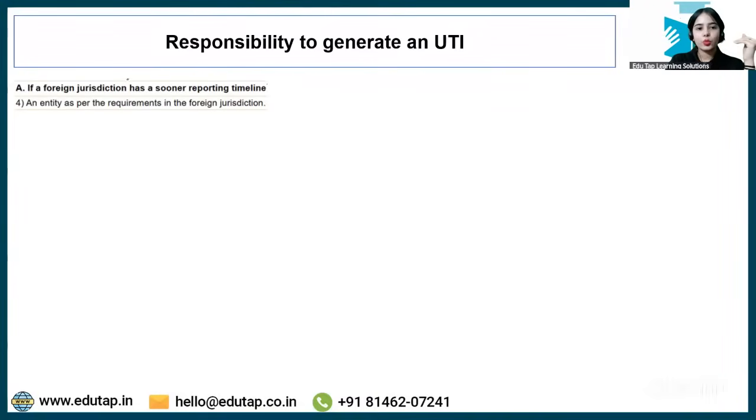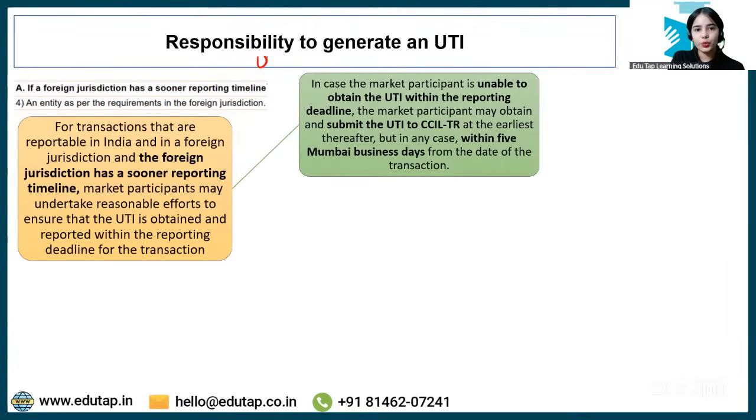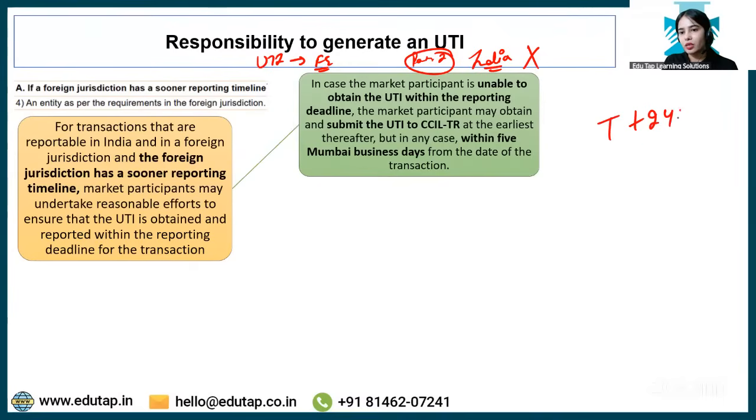If a foreign jurisdiction has a sooner reporting timeline, which entity will generate the UTI? The entity as per the requirement in the foreign jurisdiction will generate the UTI. So the UTI has been generated by the foreign entity. Now, in case the UTI is generated by the foreign entity and the party belonging to India is unable to take the UTI within the reporting timeline. The reporting timeline in India was within 24 hours. So within 24 hours, let's say the Indian entity was not able to take the UTI to report the transaction.